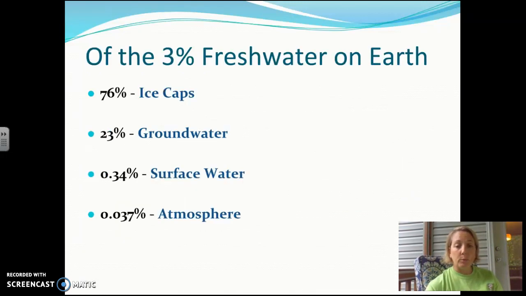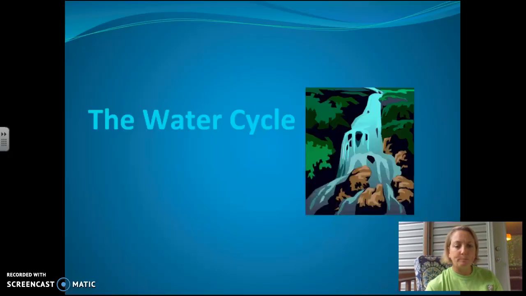If we take a look at that 3% of fresh water, 76% of that fresh water is found in ice caps. We can't use it. It's unusable. So 23% is in groundwater, which we use for our drinking water supply. Only 34 hundredths of a percent is surface water, and only 37 thousandths is found in the atmosphere. So of that 3% of fresh water on Earth, most of it is unusable. We can't use it because it's frozen. We're going to do a little demonstration for you to get an idea of what that's like.